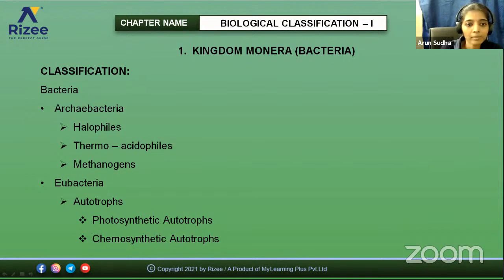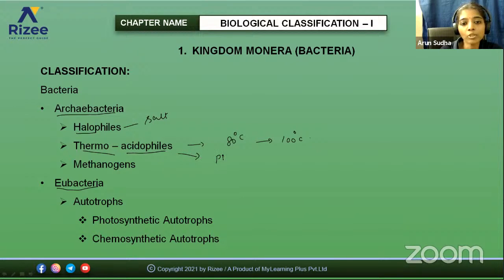The first category is Archaebacteria and Eubacteria. What do we mean by Archaebacteria? These Archaebacteria exist in extreme conditions. That is, they can tolerate a wide range of conditions. For example, halophiles. Halo means salt, so they can exist in high salt concentration. And then thermoacidophiles. Thermo means high temperature, so they commonly exist at 80 degrees centigrade and even tolerate up to 100 degrees centigrade. Then acidic conditions, for example, at pH 2. So they can exist at pH 2.